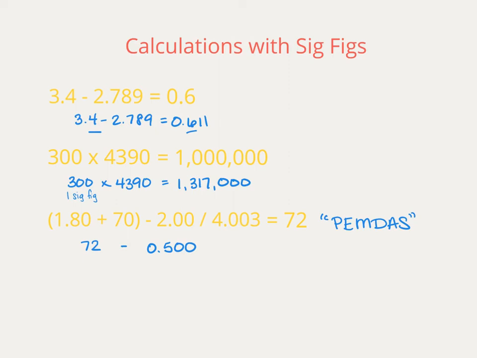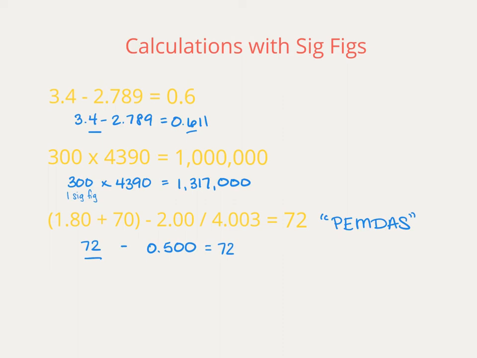So finally we're left with 72 minus 0.500. So when we do our subtraction, we get 71.5. But again, since we're doing subtraction, we have to go by fewest number of decimal places. 72 has no decimal places, so neither can our answer. So we can round up our answer to 72.